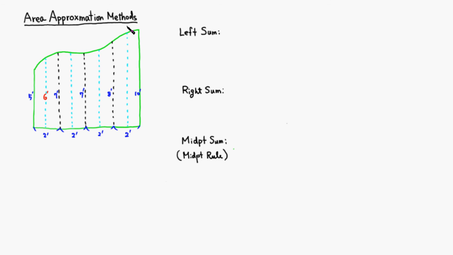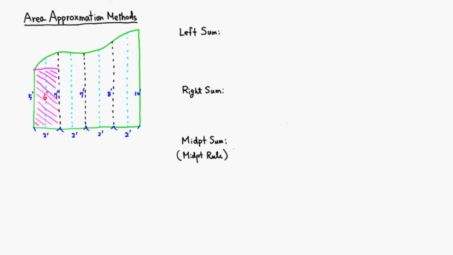So this is 8 feet wide, and we chop that into four equal distance regions. Then, left sum. We're going to use the left endpoint. For example, for the first one, we look at the left endpoint, which is this point, and use that to determine the height of the rectangle. So it's going to look like that. This is a rectangular region, and we can easily find its area.